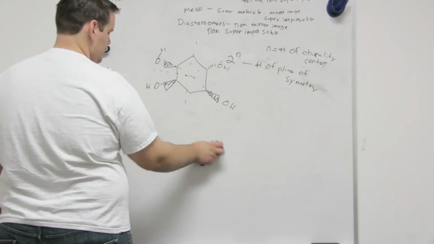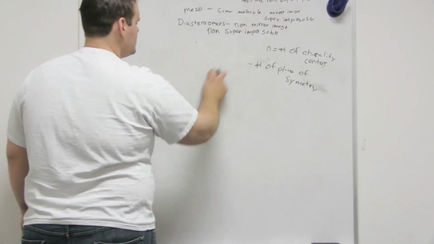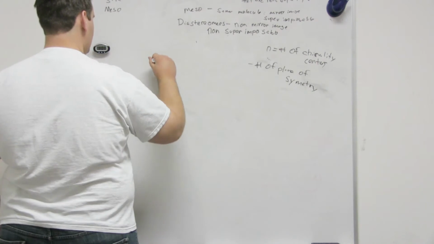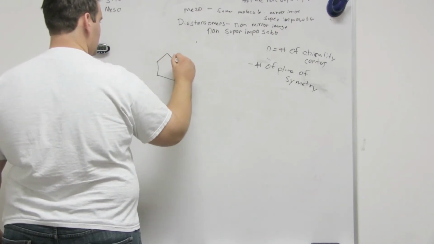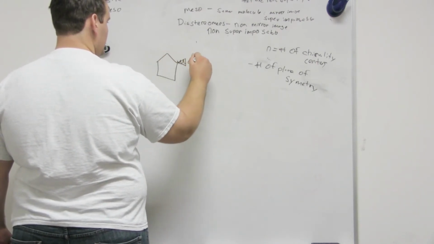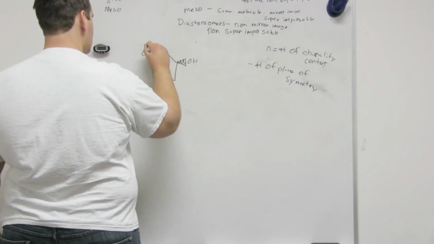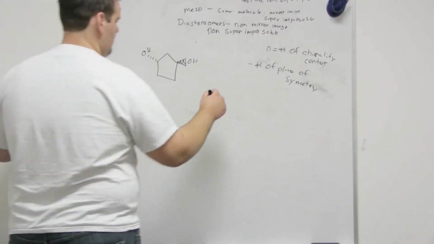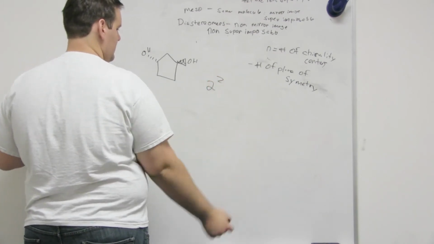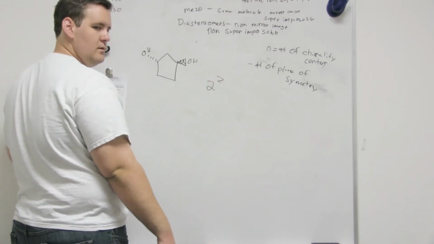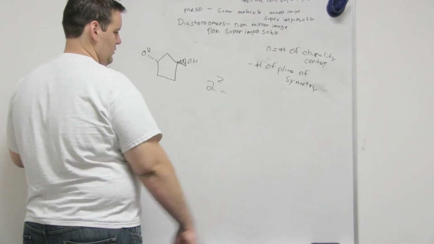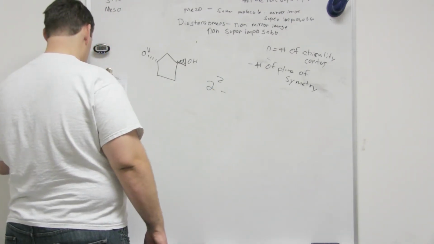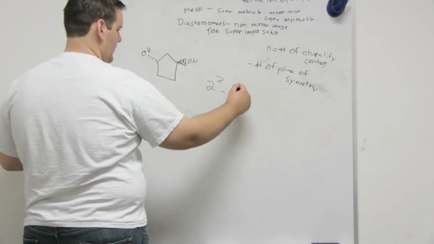Cool. Maybe I'll do an easier example. Let's say I give you this molecule, and then I ask you how many diastereomers or isomers there are of this. 2 to the second, so that'd be 4, minus the number of possible planes of symmetry. How many are there here? I see 1, so that's 3.